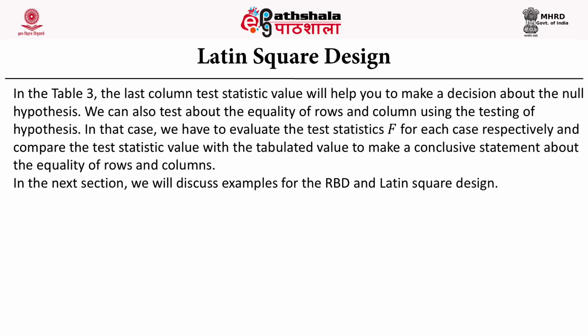We can also test the equality of rows and columns using testing of hypothesis. In that case, we have to evaluate the test statistic F for each case respectively and compare it with the tabulated value to make a conclusive statement about the equality of rows and columns. In the next section we will discuss some examples of RBD and the Latin square design.